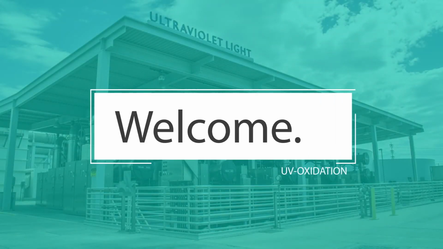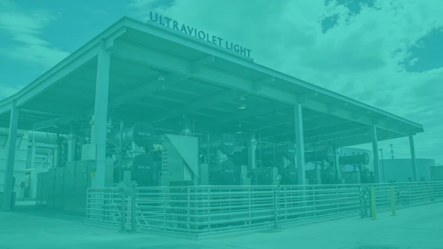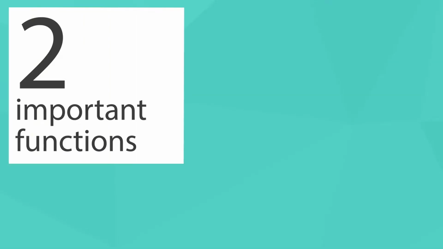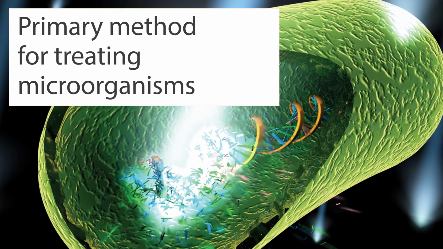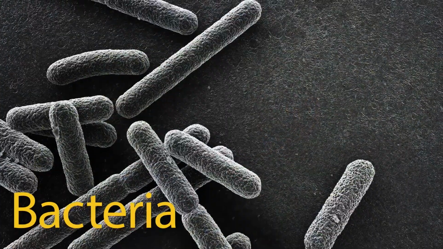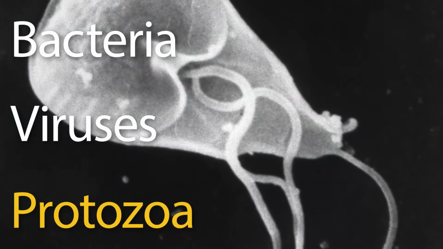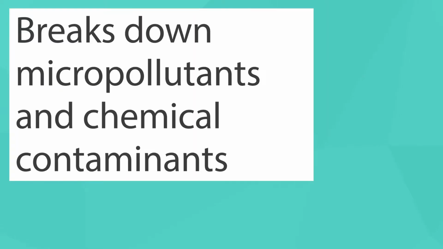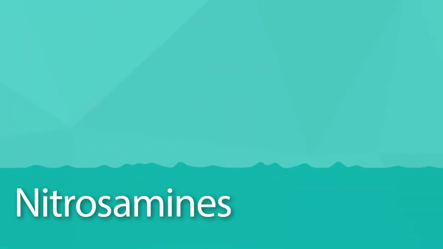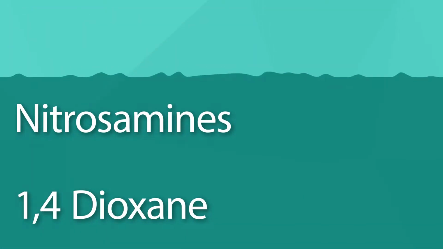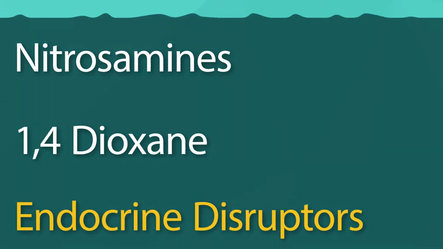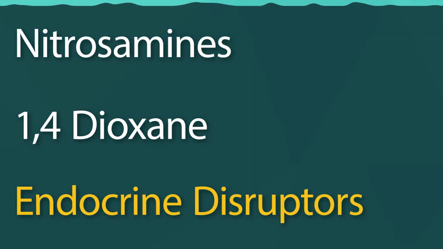Welcome to the UV oxidation stage of the advanced water treatment process. This final stage serves two important functions. Firstly, it is the primary method for treating microorganisms such as bacteria, viruses, and protozoa. Secondly, the oxidation function breaks down micropollutants and chemical contaminants, including nitrosamines, 1,4-dioxane, and a wide variety of suspected endocrine disruptors, if they're present in the water.